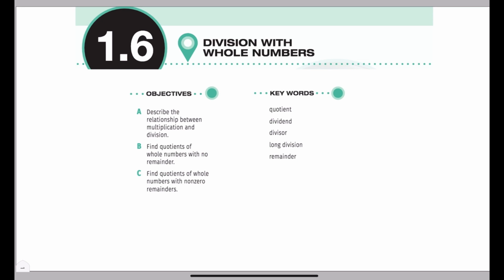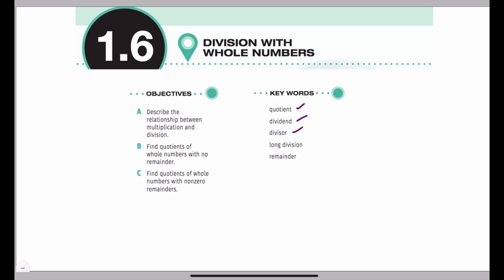Welcome to 1.6. In this section, we're going to focus on division and how it's related to multiplication and some of the interesting properties that go along with it. So, some of the keywords here that are important to talk about. In division, we have a dividend and a divisor, right? The dividend is the thing that you're dividing by the divisor. And then the result is the quotient.